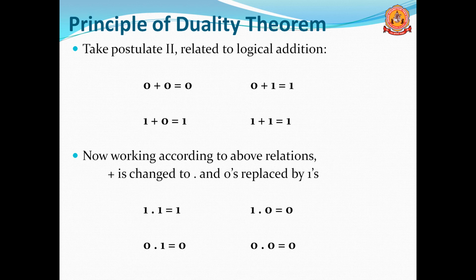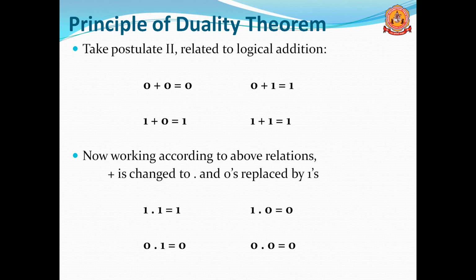See the first expression here: 0 plus 0 equals 0. The 0 is replaced by 1, the plus operation is changed into the dot operation, the next 0 is changed into 1, and after the equals sign, the output 0 is also changed into 1. So it is 1 dot 1 equals 1. That is a new Boolean expression.